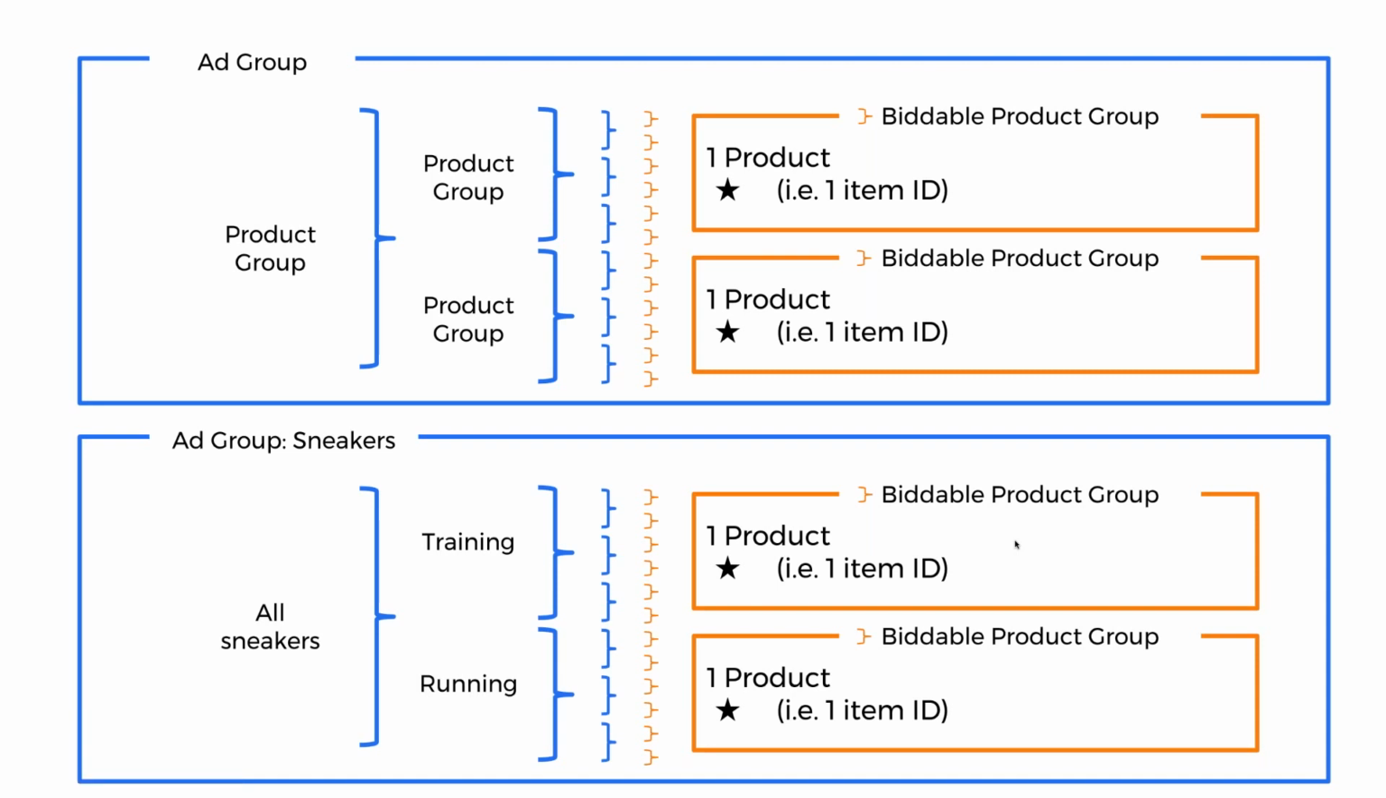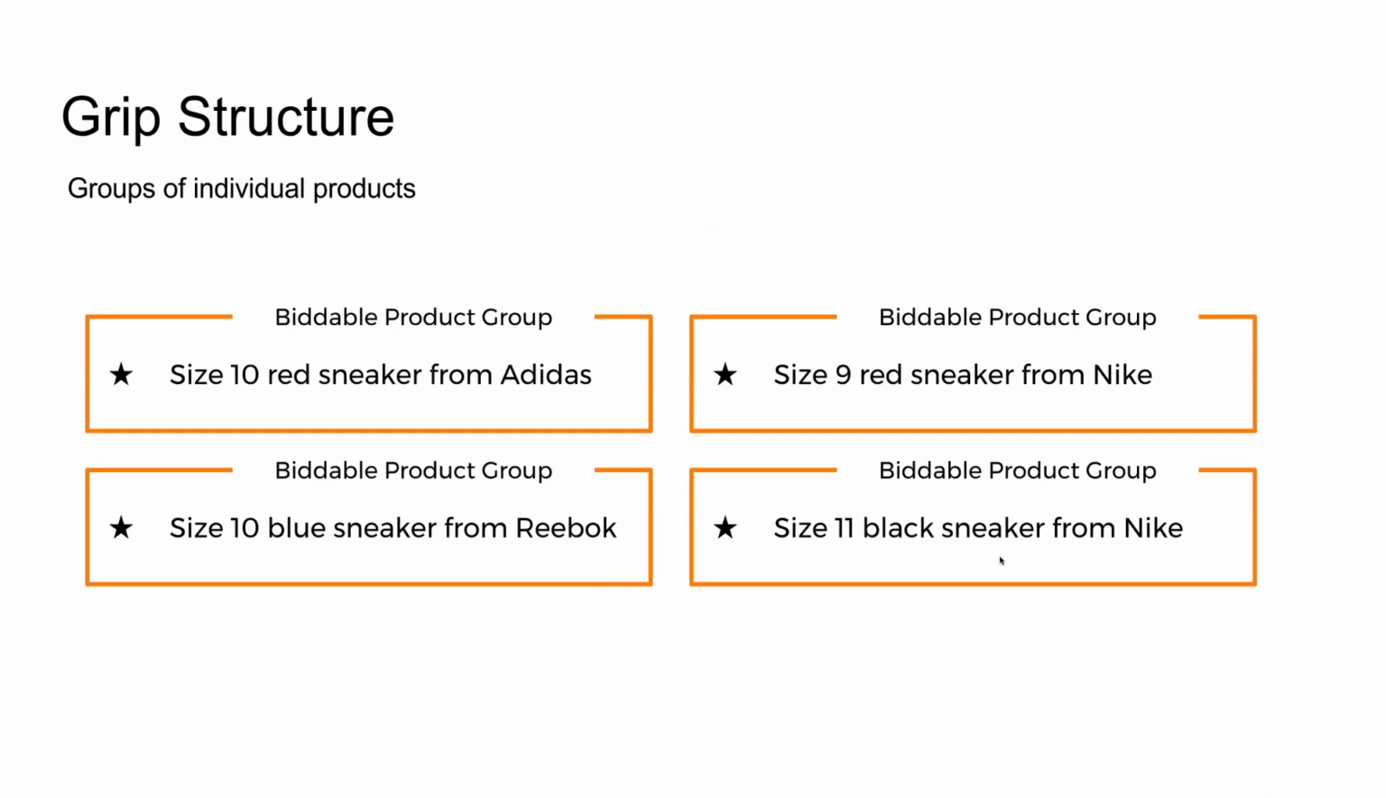And so here's the key thing. At Optmyzr, we really think your biddable product group, your lowest level product group, should have exactly one product in it. So you should not have a group with all of your training sneakers, but each individual sneaker, even each individual size, each individual color, one item ID per biddable product group. Let me explain why we believe that, and this explains our bid management philosophy. And of course, I'll show you how all of these concepts you can do very easily and efficiently through the tools that we've built.